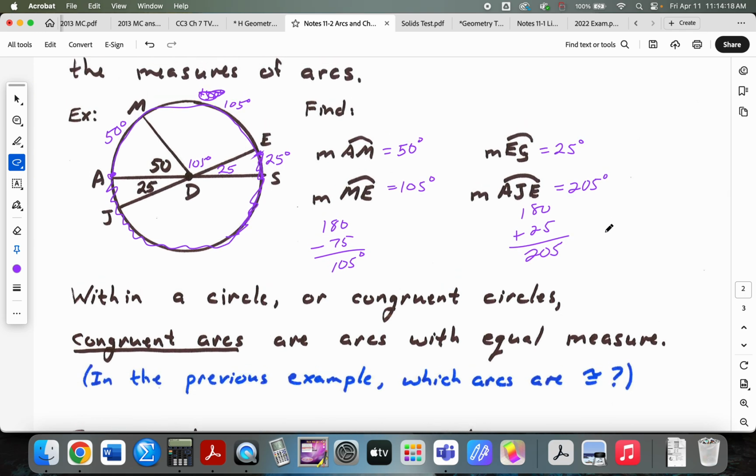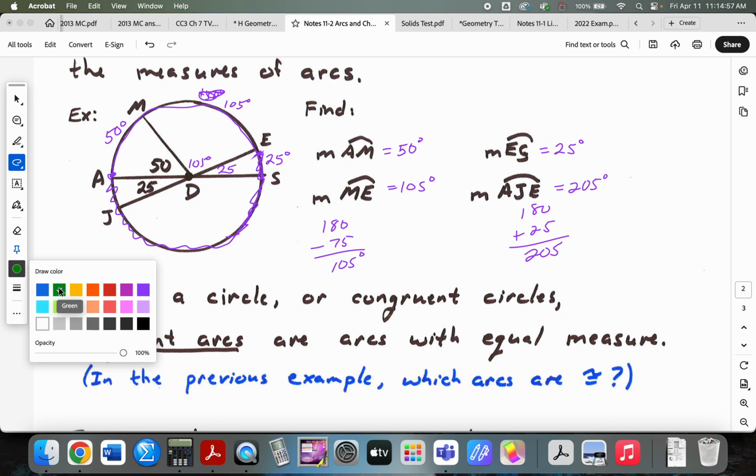Now, we've talked about congruent other things. We're going to talk about congruent arcs. Be really careful. Just because two arcs have the same measure does not mean they're congruent to each other. I'll explain in just a second. But within a circle, or within congruent circles, congruent arcs are arcs with equal measures. So it has to either be in the same circle or within two circles that are congruent to each other. And again, I'll show you why in just a second.